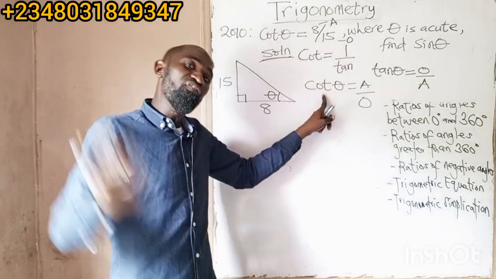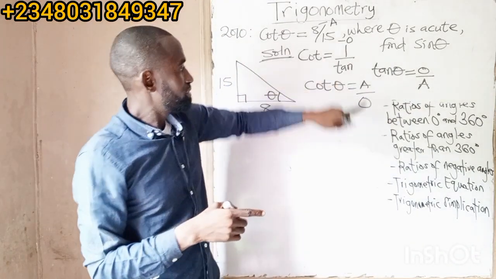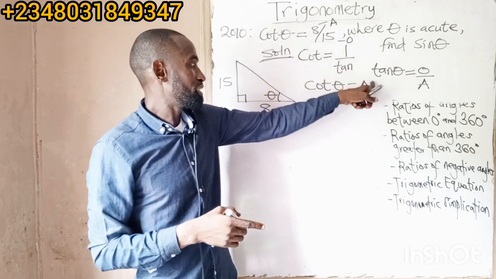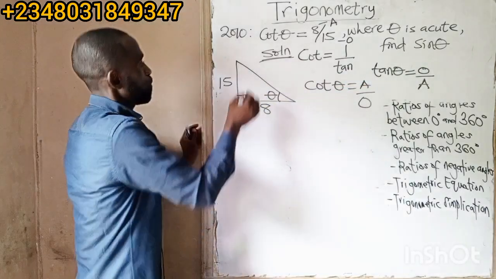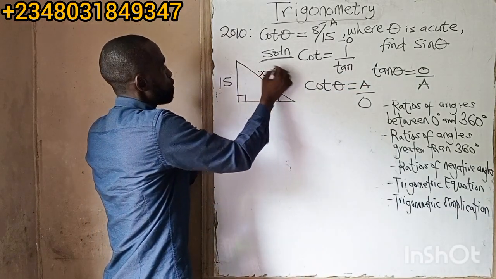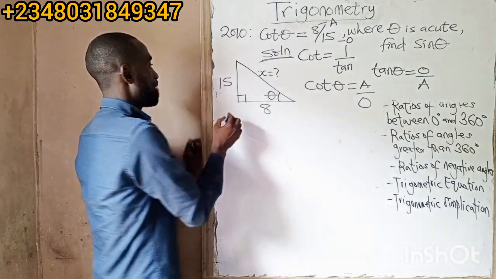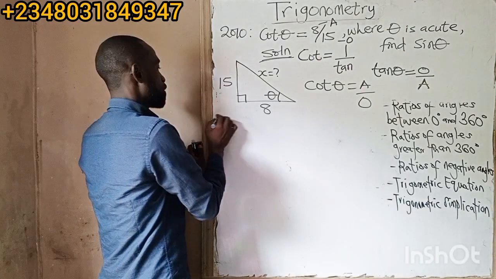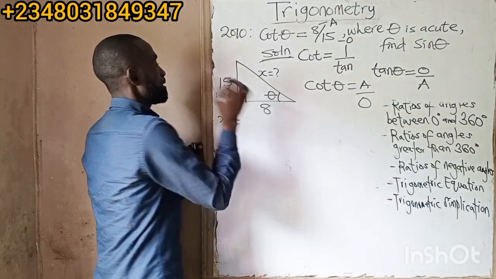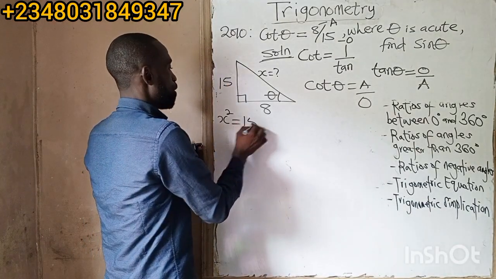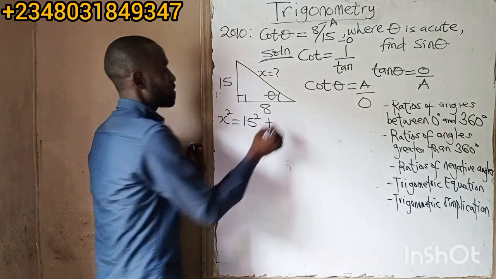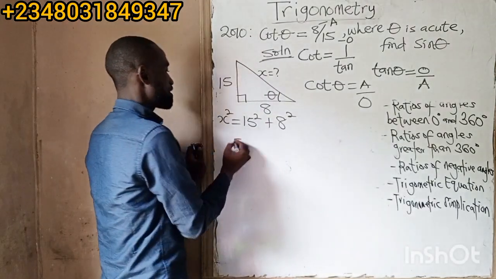Cot is the inverse of tan, so it will be adjacent all over opposite. Suppose we are given x, we need this third side. When a question involves sides, we use Pythagoras' theorem. So here we have our hypotenuse squared equals 15 squared, opposite, plus 8 squared.